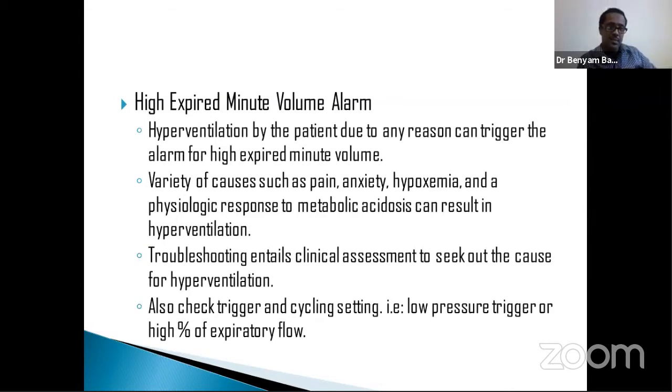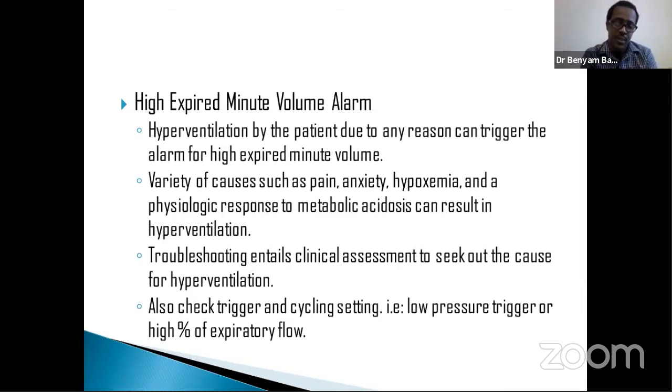The troubleshooting for this kind of issue is always to check what is the cause of hyperventilation. Is the patient in pain? Is the patient having hypoxia? Or is the patient having respiratory acidosis that they are trying to compensate? And also, finally but not least, check the trigger mechanisms.